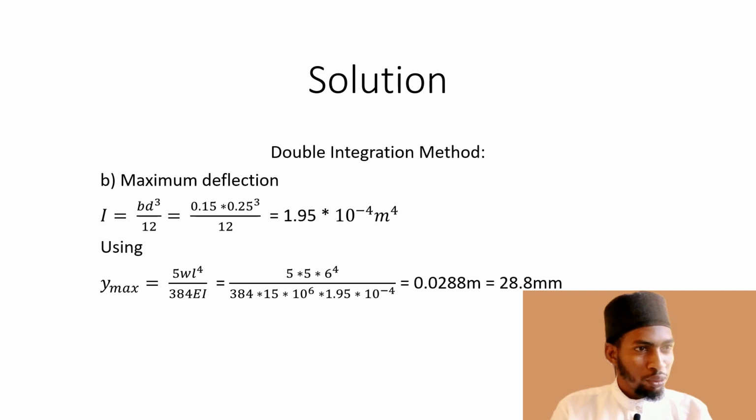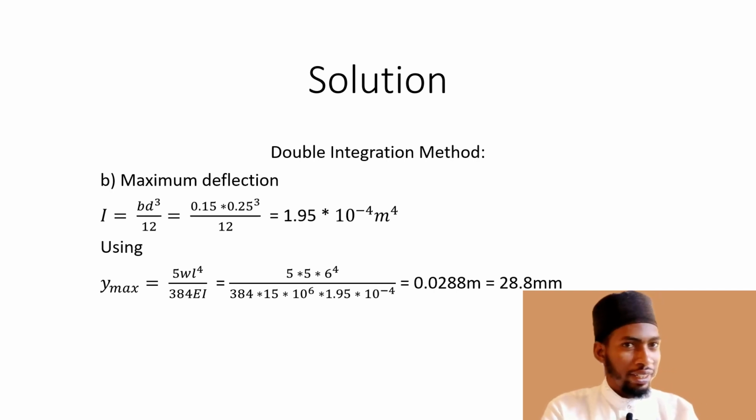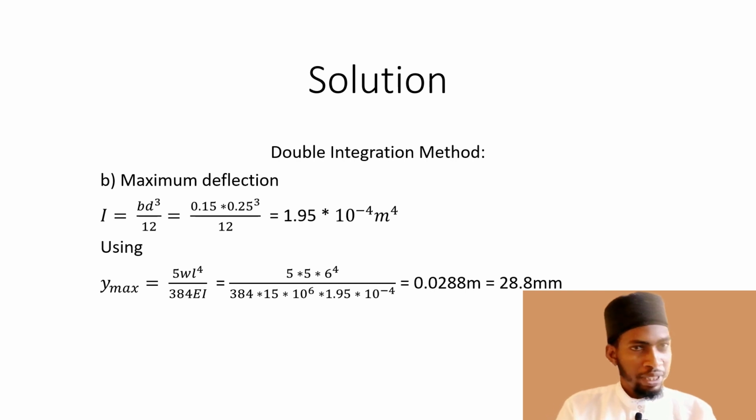Converting this to meters is far easier than converting the others to millimeters. After converting 150 millimeters to meters, we have 0.15. After converting 250 millimeters to meters, we have 0.25 meters. Okay, so BD cube over 12 gives us what? 1.95 times 10 to the power minus 4 meter to the power 4.